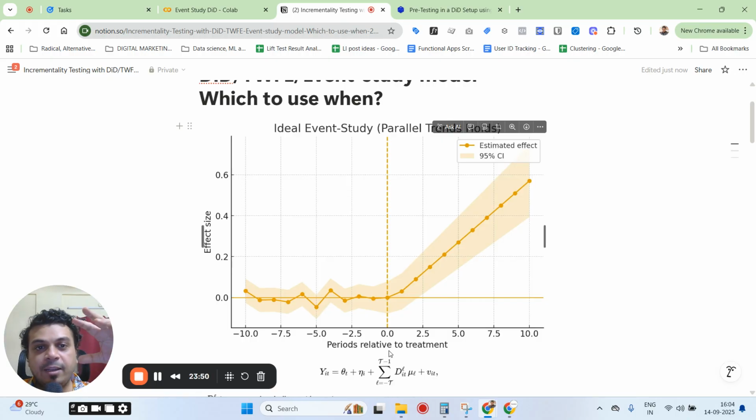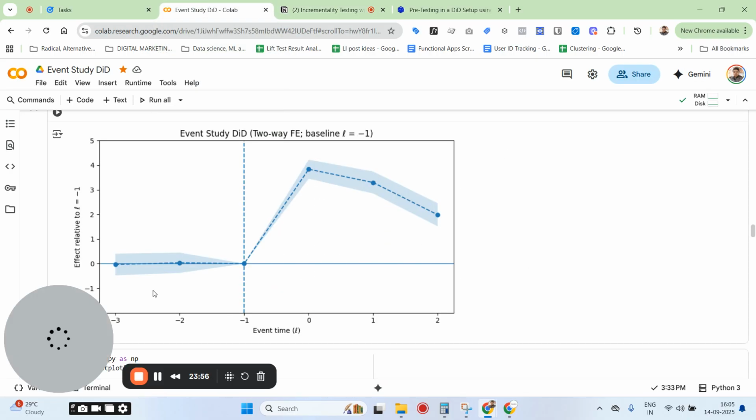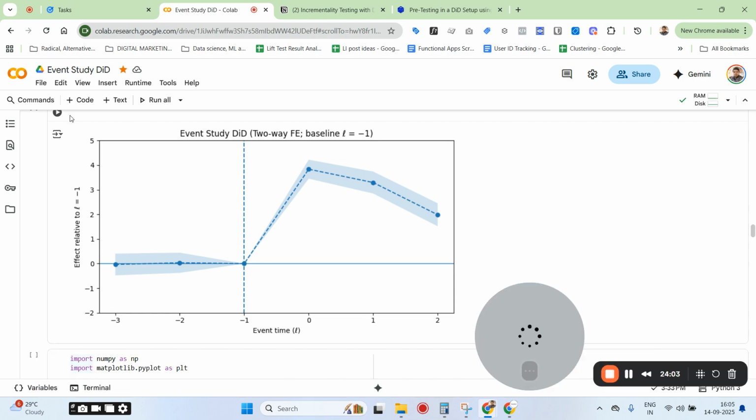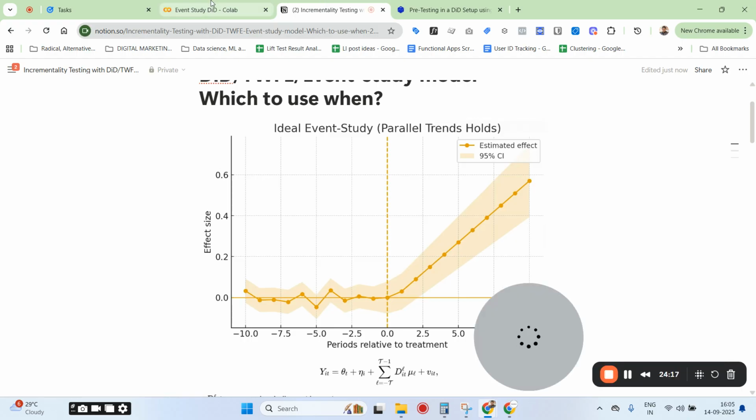The time period is still the same, right? The time period in both cases is 0. But in this case, the baseline has been taken as minus 1, and this has been normalized artificially as 0. In the other case, it was normalized artificially at 0. Here it has been artificially normalized at L equal to minus 1. Remember, this is not time period, this is event time. Event time we have defined as lags.